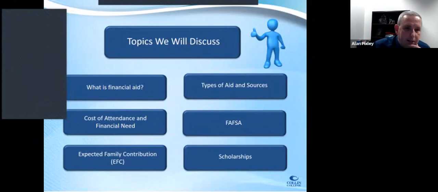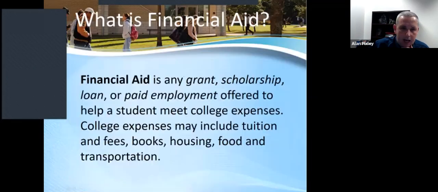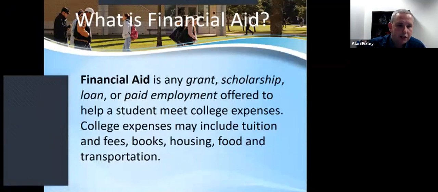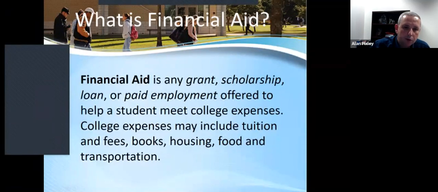All right, so let's dive into what is financial aid. Financial aid is basically sources of money that someone would get to help them meet their college expenses. These college expenses may include the normal things that you would think of, like tuition and fees and books, but also could include housing, food, and transportation.